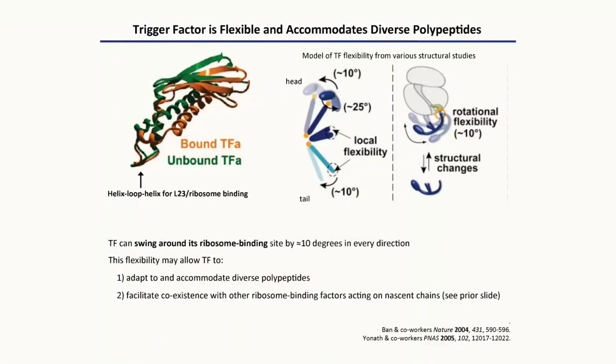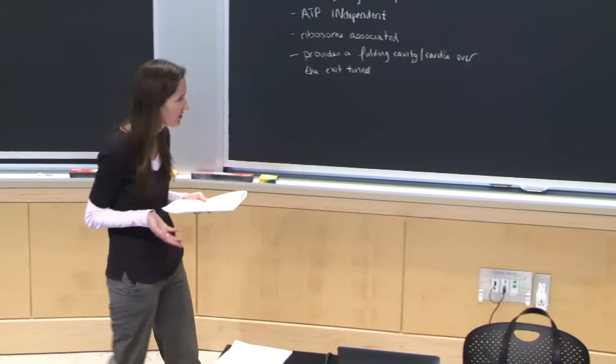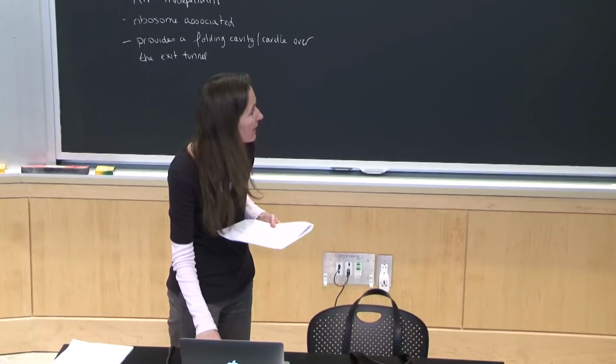Okay, so here is just a model attempting to show the different ways and degrees to which trigger factor can move from various structural studies when attached to this ribosome here. Okay. So this N-terminal domain, I have protein L23 listed here. It also contacts the 23S ribosomal RNA and a protein L29. And what's found is that some salt bridge interaction is important, and we'll see that in a moment.